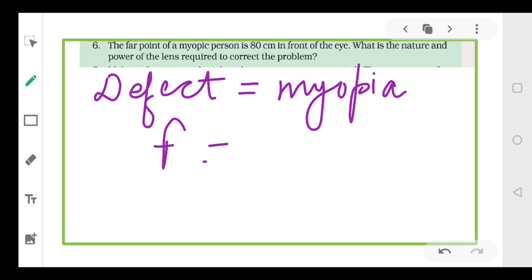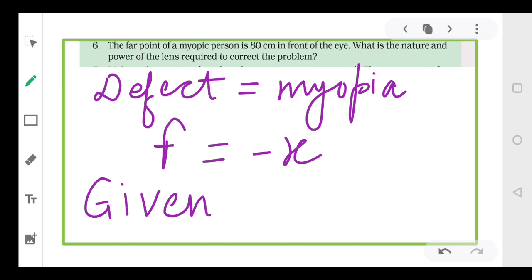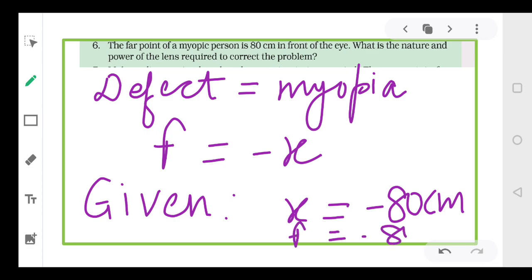F is equal to minus X. I hope you remember. Now what is the X given here? What is the value of X? The X is minus 80 centimeters, isn't it? The value is minus 80 centimeters. And what are we supposed to calculate? We are supposed to calculate the power. So this F is minus 80 centimeters. This means your F is equal to minus 80 centimeters. Okay, so we have to calculate the power.